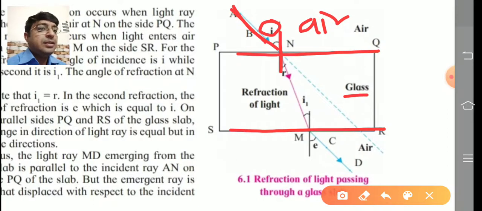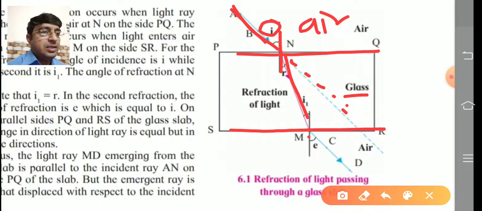What happened here? When the ray is incident at point N and passing from the air medium to the glass medium, it is not passing in this dotted line direction, but it bends towards the normal, from point N to M. So NM is called the refracted ray, which bends towards the normal.